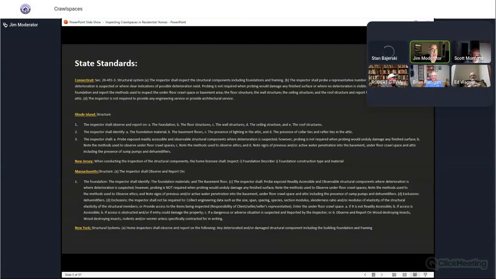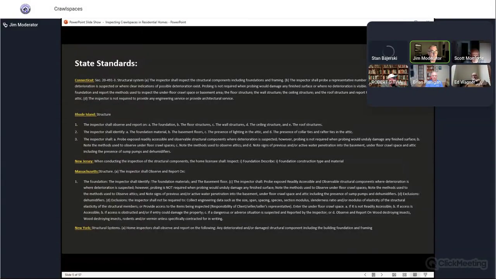The inspector shall describe the foundation and report methods used to inspect underfloor crawl spaces or basement area. You must describe the floor structure, the wall structure, the ceiling structure, and the roof structure, and report on methods used to inspect the attic. The inspector is not required to provide any engineering service or provide architectural services. Rhode Island, New Jersey, Massachusetts all have pretty much the same. You have to observe and report on the foundation, floor structures, wall structures, that kind of stuff.